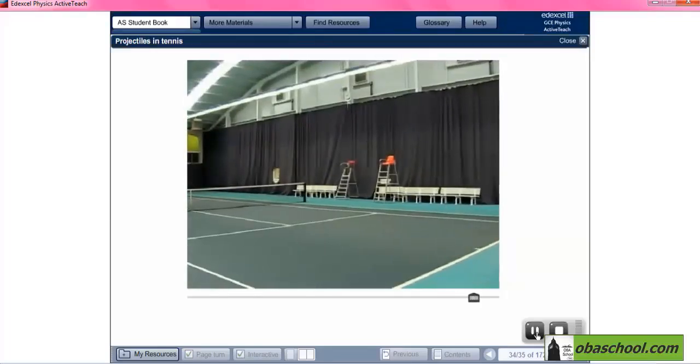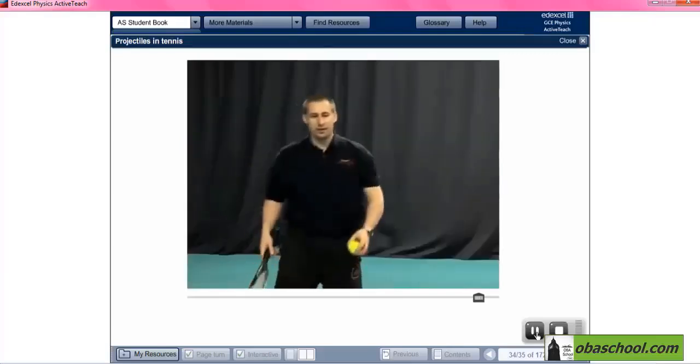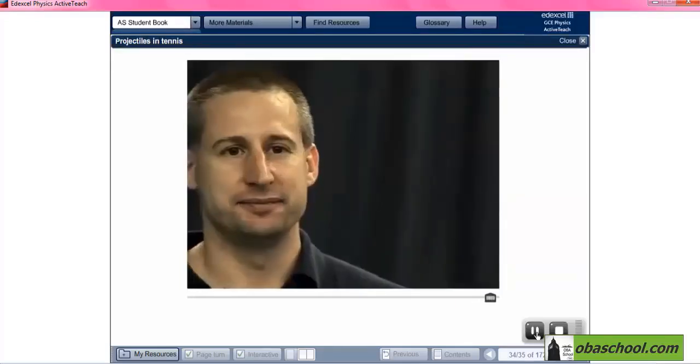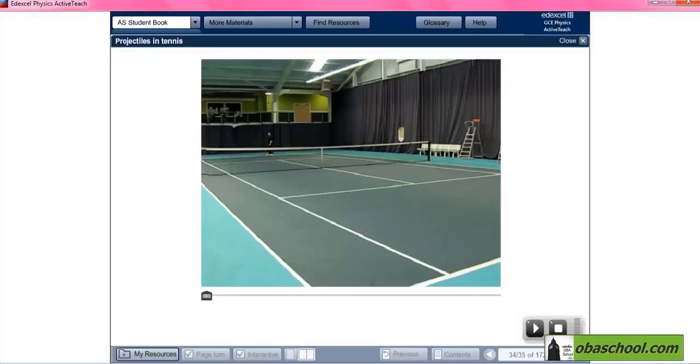If he throws the ball higher than 45 degrees, it will rise higher, but won't go a further distance than the previous case. And if you hit it lower than that, it'll go straight into the net. So this was a simple example about the projectiles in tennis.